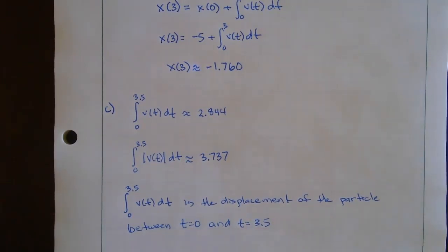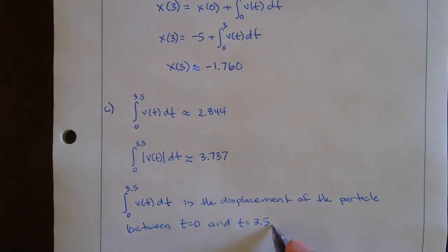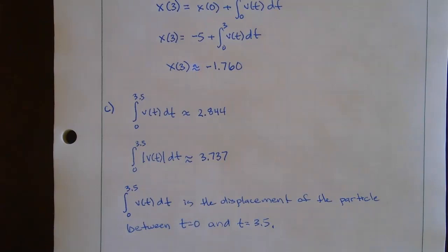And I don't think they gave us units on this. No, they didn't. So you can't put units on this time. You don't know if it's seconds or minutes. Now, how about the absolute value one? So what's this one? The integral from 0 to 3.5 of the absolute value of v of t dt.